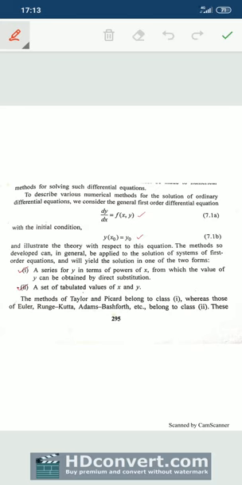Now let us begin with this general first order differential equation. Look at this differential equation: dy/dx is equal to f(x, y). This f(x, y) can be any function, either linear or non-linear. Now we will also be given an additional initial condition here, that is, at a particular point it will be specified what the solution will be.